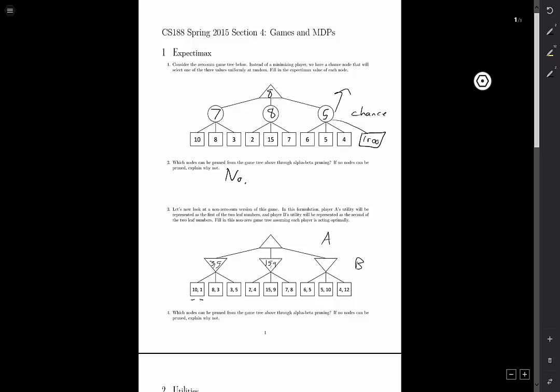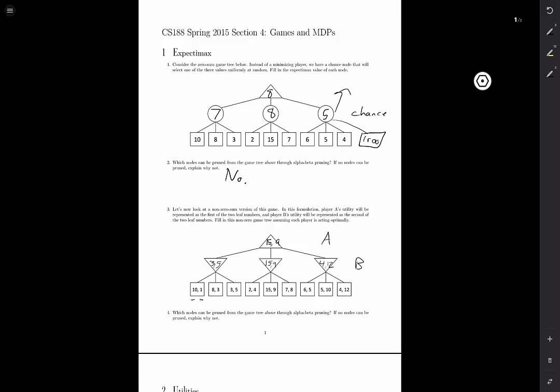And then we go to the right. We look at 5, 10, and 12, and we take the 12, which has a 4 associated with it. Now A is only going to look at the left values. So 3, 15, or 4. A prefers 15. And that's how we run this non-zero-sum game version.